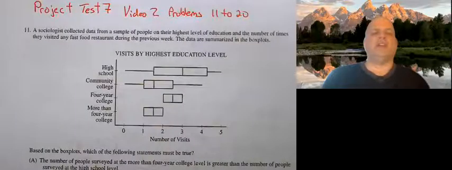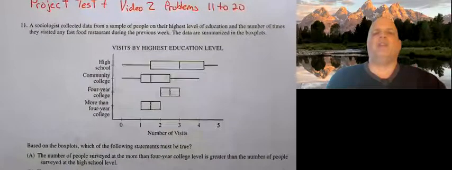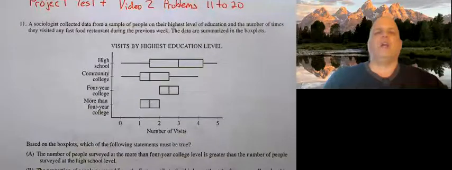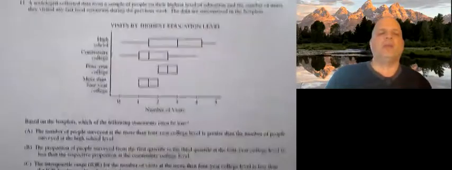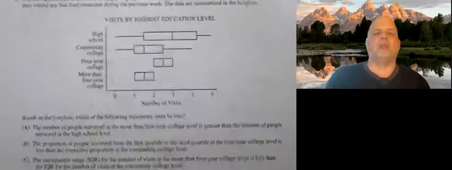Okay, this is Project Test 7, video number 2, problems 11 to 20. A sociologist collected data from a sample of people on their highest level of education and the number of times they visited any fast food restaurant during the previous week. The data are summarized in the box plots. Based on the box plots, which of the following statements must be true?